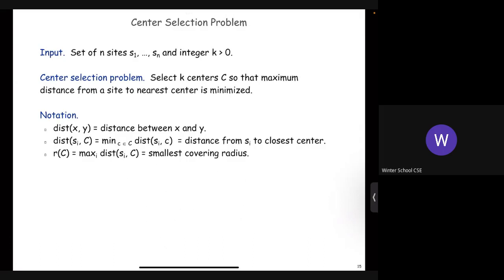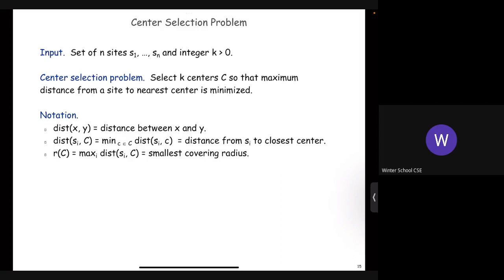And the distance between a site and a center C is like, which is the closest center to me? You're not able to read this? Imagine you have 10 hospitals. Which is the closest hospital? That's exactly what it means. Distance(S, C) is the shortest distance to one of these centers. So take the distance to every one, take the minimum, and you are done.